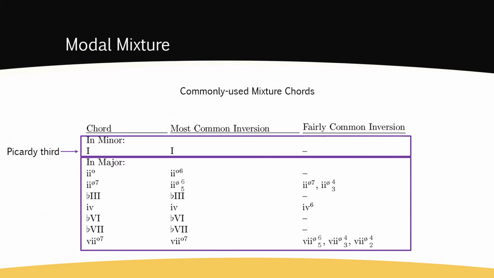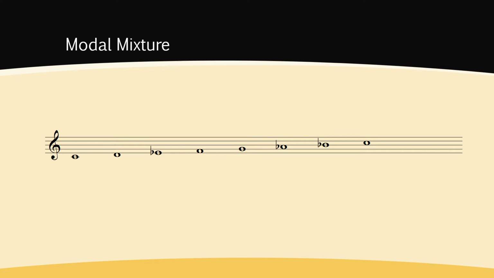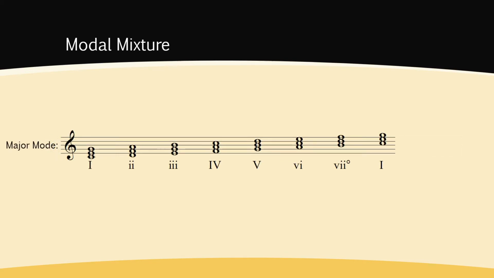In order to change from a major mode to the parallel minor mode, we lower the 3rd, 6th, and 7th scale degrees. The borrowed chords in major all result from these lowerings. For example, the 2 chord in major has a minor quality, but if we lower the 6th scale degree, like in the parallel minor mode, the quality of the 2 chord is now diminished. Let's look at another example. In major, the 3 chord has a minor quality, but if we lower the 3rd and the 7th scale degrees, like in the parallel minor mode, the quality of the 3 chord is now major.